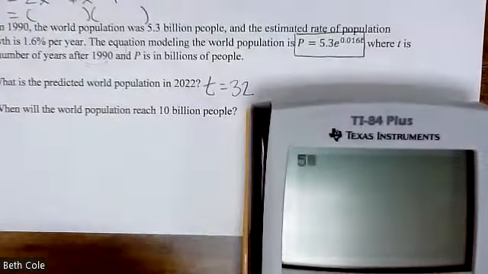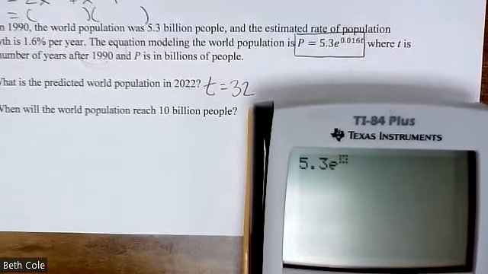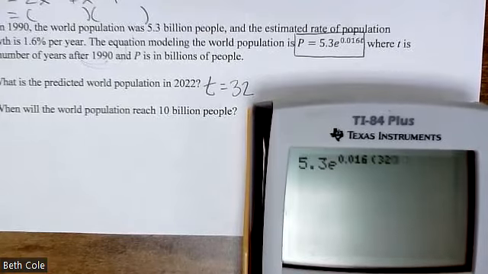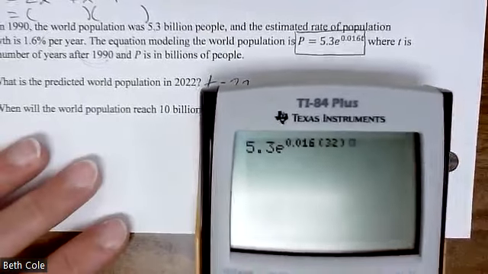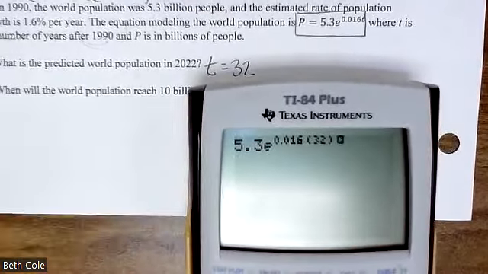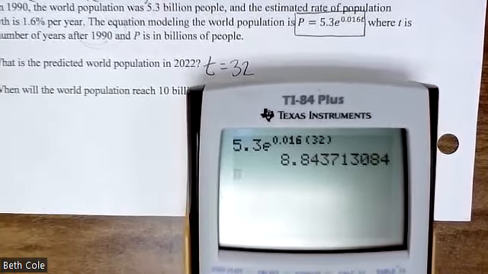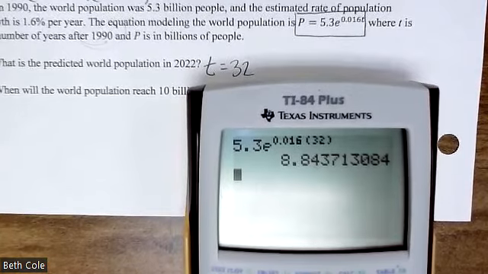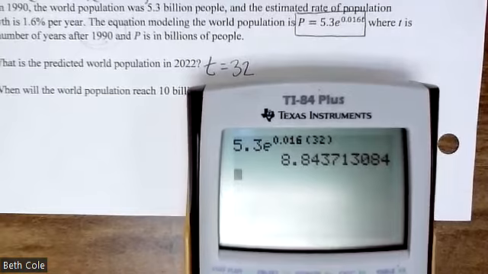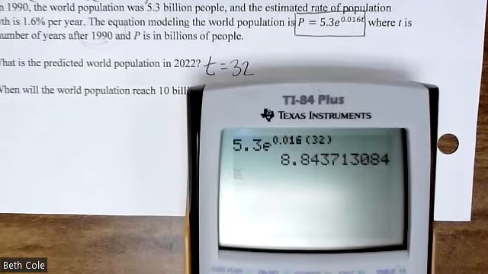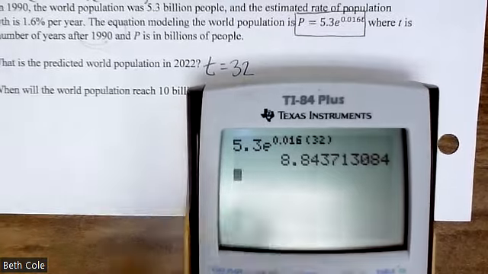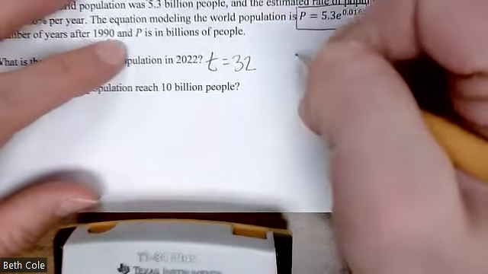The 5.3, E is second ln, 0.016 times 32. Like you literally, it should just look like it does on the paper. That's how it should look on your calculator screen. And boom, you get an answer. So that's fairly accurate because we just hit 8 billion people, right? But yeah, models aren't perfect, right? They're estimations, right? 8.843 billion people.